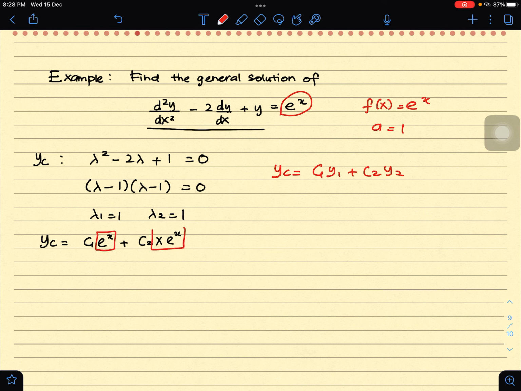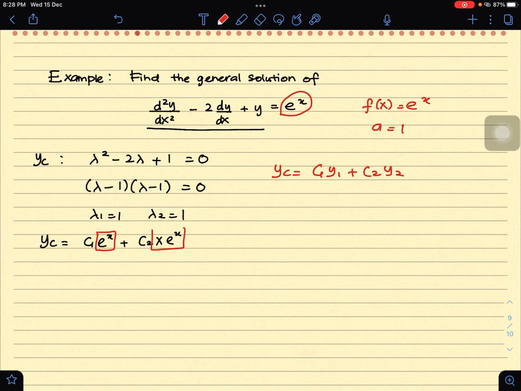Step number 4 adalah mencari Wronskian value, di mana Wronskian value adalah determinant of these 2 times 2 matrix. So, nak cari determinant macam mana formula dia? Yang ini darab dengan ini. Okey. 1 darab dengan X tambah 1 tolak 1 darab dengan X. So, sini awak dapat X tambah 1 tolak X. So, X tolak X habis. Tinggallah Wronskian value equal to 1.